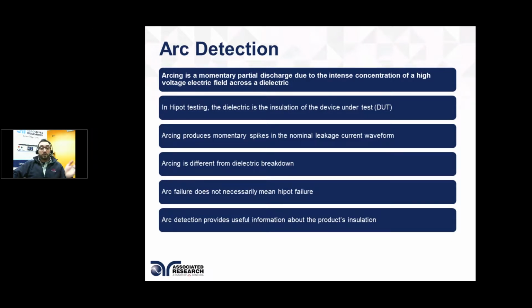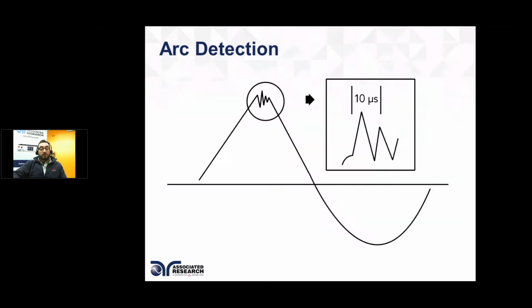It's just an extra added feature. So in HiPot testing, the dielectric, as we know, is the insulation of the device under test. Arcing produces momentary spikes in the nominal leakage current waveform, and again, it's different from dielectric breakdown. It doesn't necessarily mean HiPot failure, and it just provides useful information about the product's insulation.